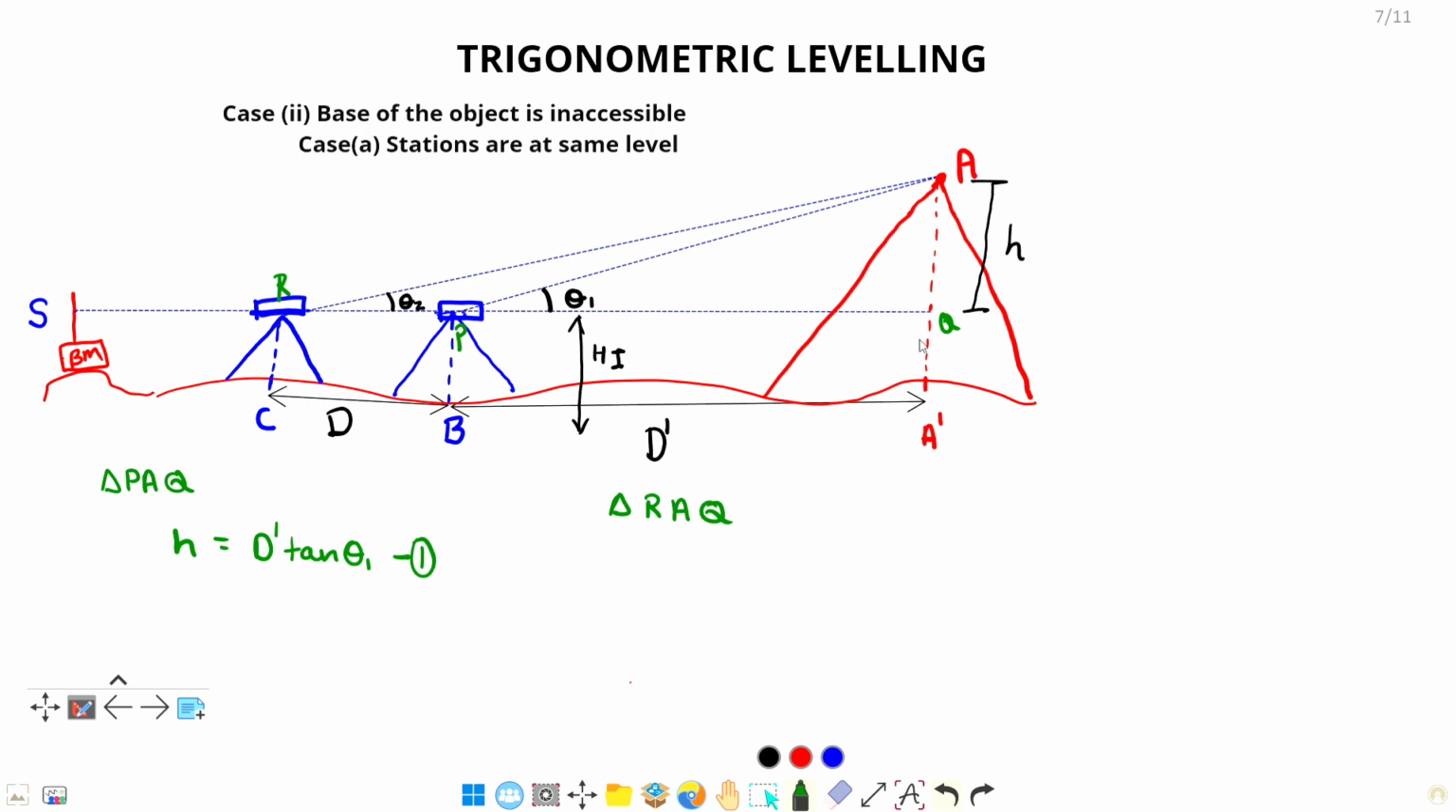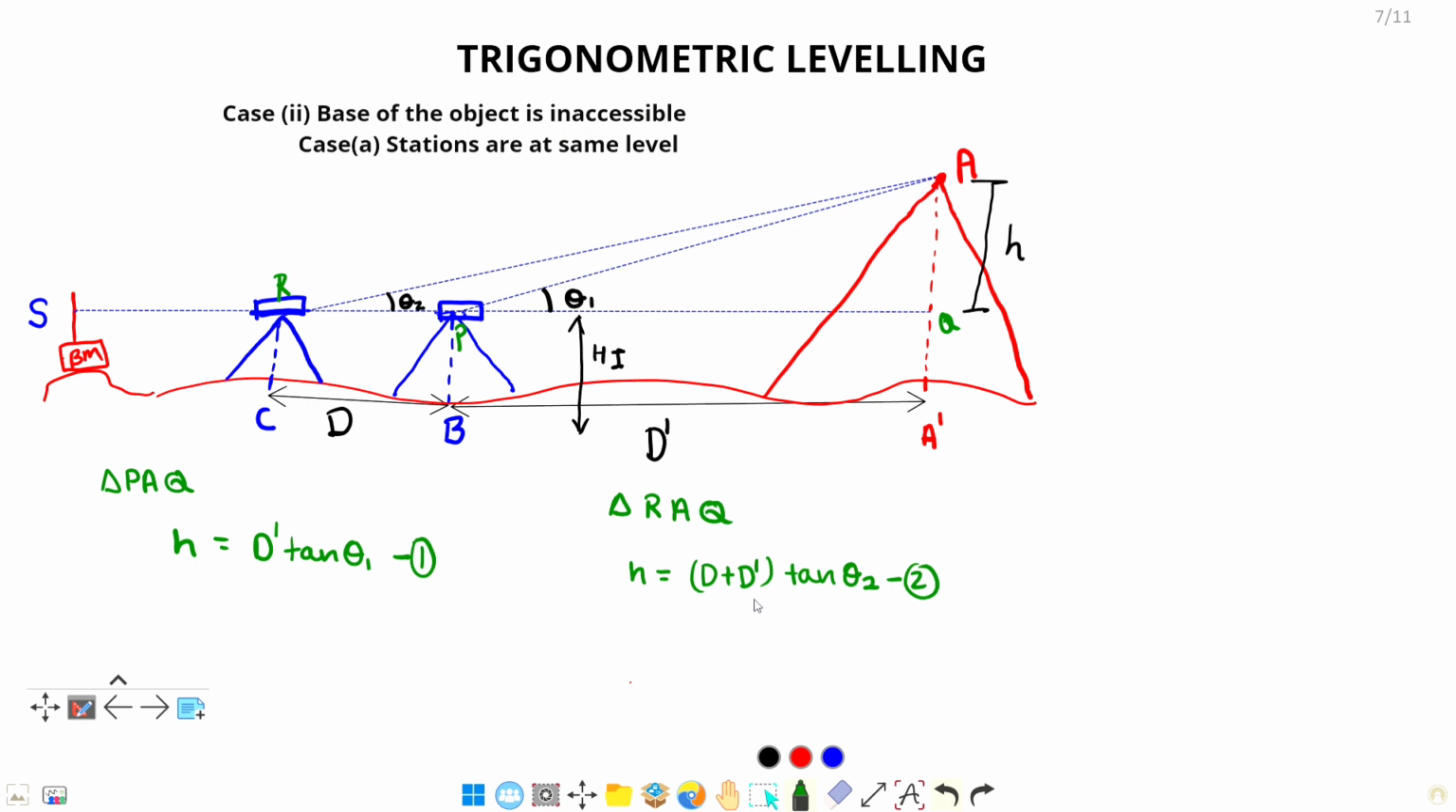Here the horizontal distance is d plus d dash and the height is the same, h, and now the angle of elevation is different, that is theta 2. So here we will get the equation h is equal to d plus d dash into tan theta 2. Now you know we are getting here also d dash and h as variables. There are two variables and two equations.